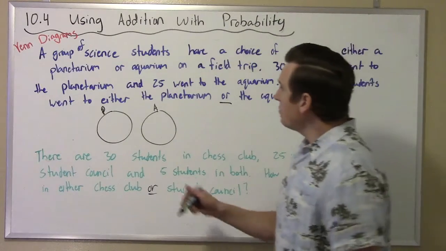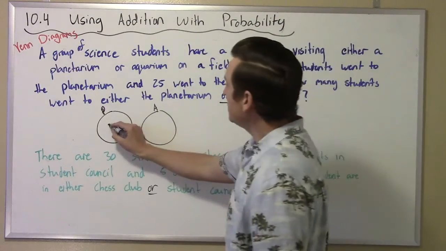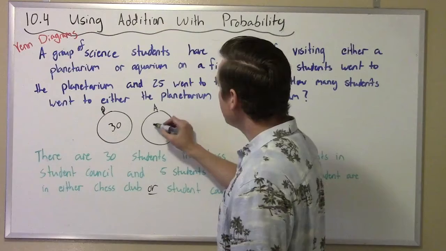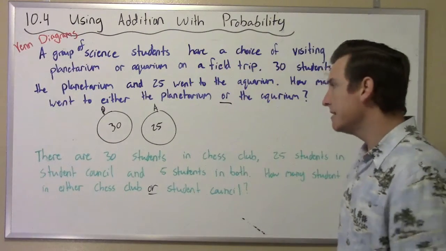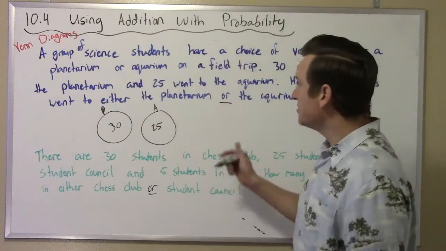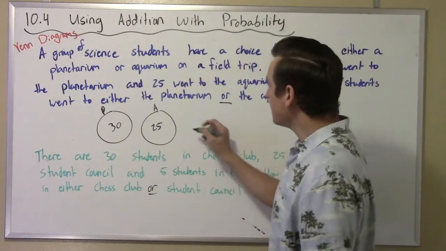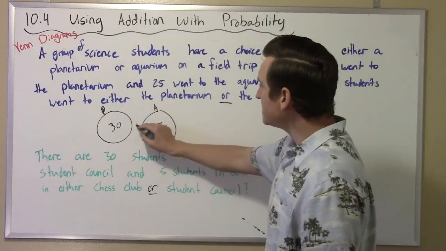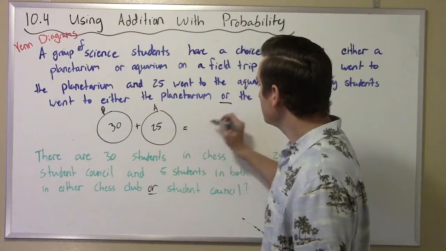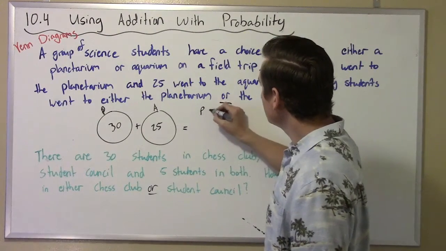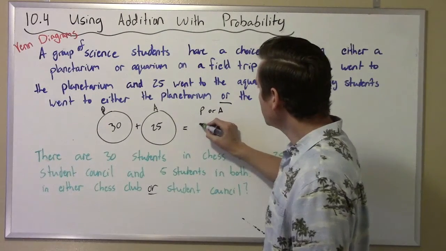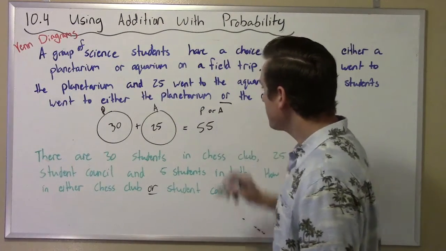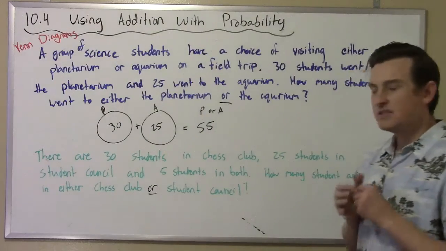So we have 30 students going to the planetarium and 25 students going to the aquarium, and there's no overlap here. And so if we want the number of students who go to either one or the other, we're just going to add these together, which is going to give us 55. Okay, 55 students total. So that's pretty basic.